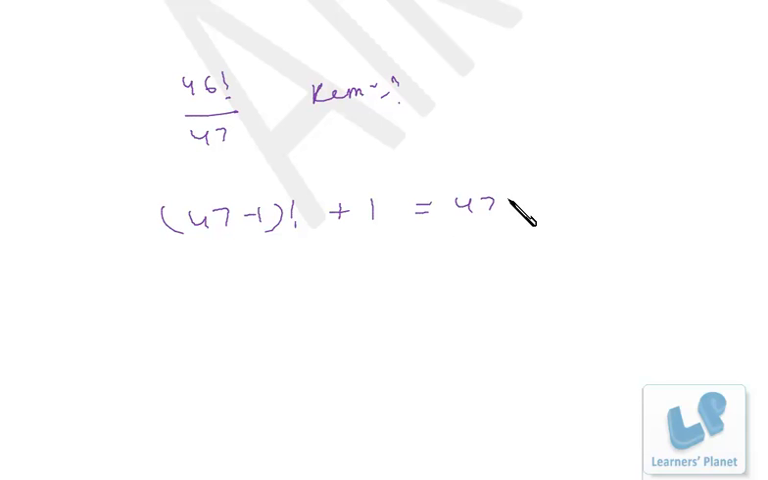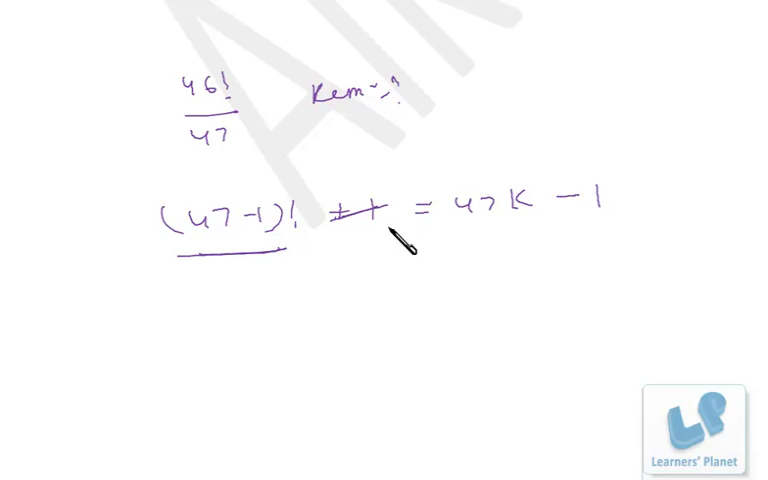Now suppose I have a question: if 46 factorial is divided by 47, what is the remainder? Now 46 factorial is 47 minus 1 factorial, right? So (47 minus 1) factorial plus 1 will be divisible by 47. So (47 minus 1) factorial plus 1 is actually 47k, but we want the value of this, so that will be 47k minus 1. So this expression is actually 47k minus 1.